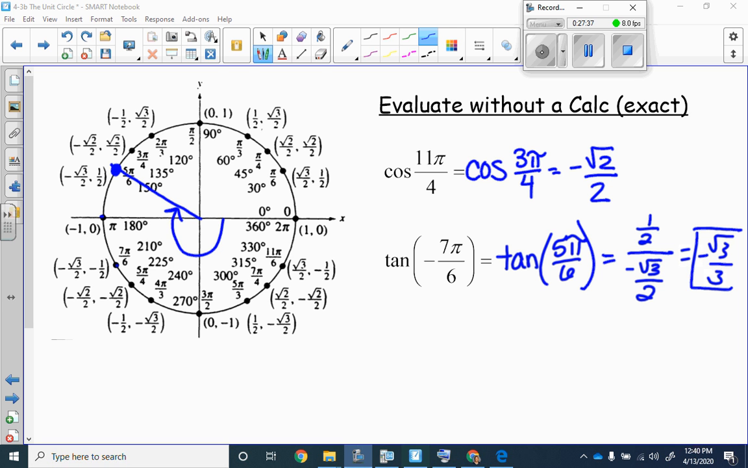Alright, so I am going to leave it here. Now you should be able to answer the back side of homework number 6, working with your unit circle.